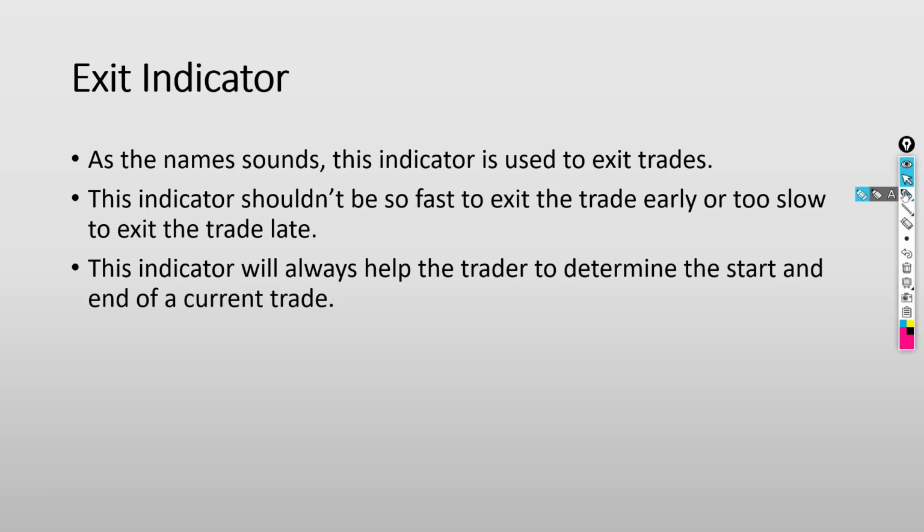So we are looking at the exit indicator. As the name sounds, this indicator is used to exit trade. This indicator shouldn't be so fast to exit the trade early or too slow to exit the trade late. This indicator will always help the trader to determine the start and end of the current trend.